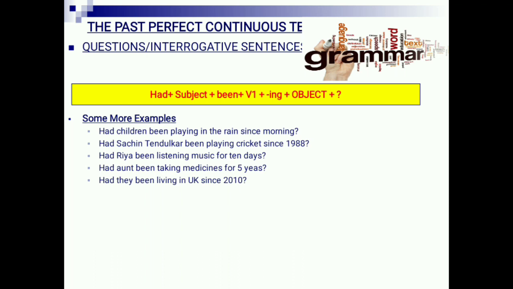Had children been playing in the rain since morning? Had Sachin Tendulkar been playing cricket since 1988? Had Riya been listening to music for 10 days? Had aunt been taking medicines for 5 years? Had they been living in the UK since 2010? Here I am just applying the formula and converting the sentences into interrogative sentences. I hope you understood how to make interrogative sentences in past perfect continuous tense.